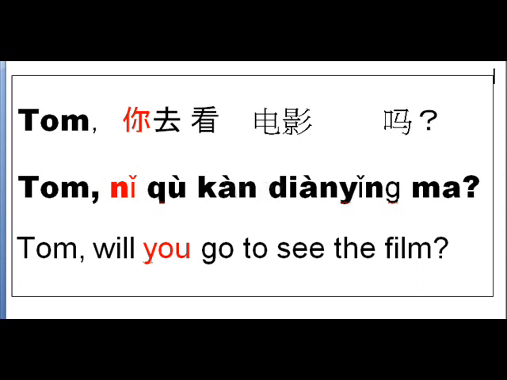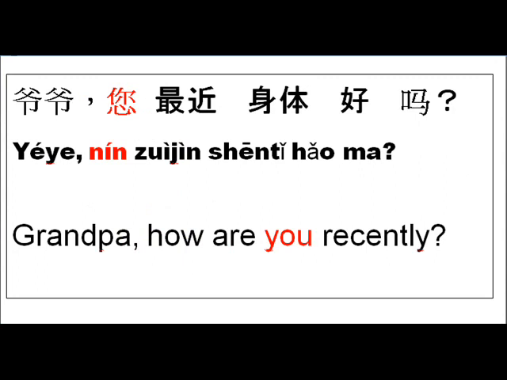Here we have an example in English. Tom, will you go to see the film? In Chinese, Tom, 你去看电影吗？ Tom, will you go to see the film? Tom, 你去看电影吗？ Will you go to see the film? 你去看电影吗？ Here Tom is a friend, so we use ni. Just ni.